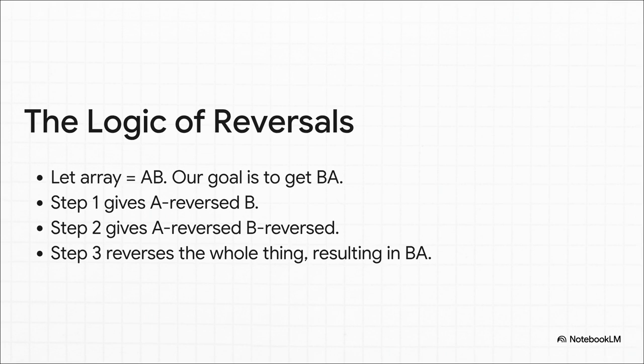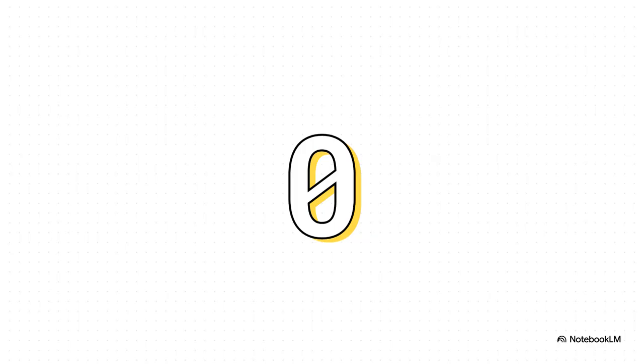When we do that final big reversal on the whole shebang, 2 things happen at once. First, it flips the order of the blocks themselves, putting the reversed B block before the reversed A block. And second, it also unreverses the elements inside each block, which gives us our perfect BA structure. It's so clever. And remember the best part? The number of extra arrays we needed to store our data to pull this off was a big fat 0. Absolutely none. It's a masterpiece of in-place efficiency.